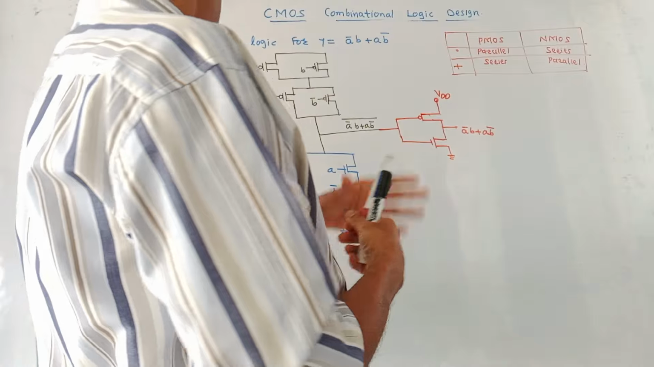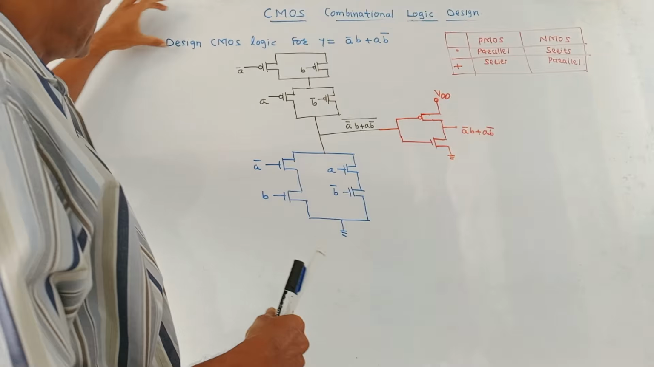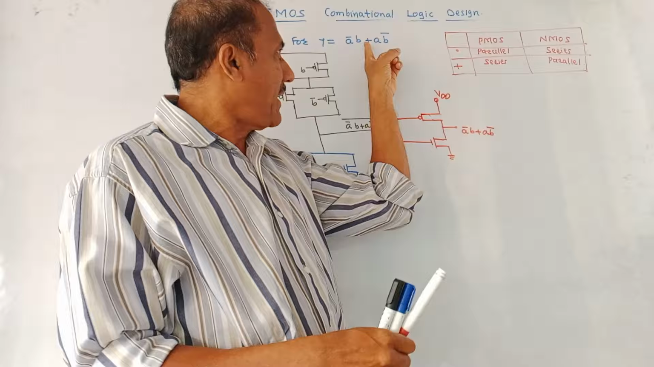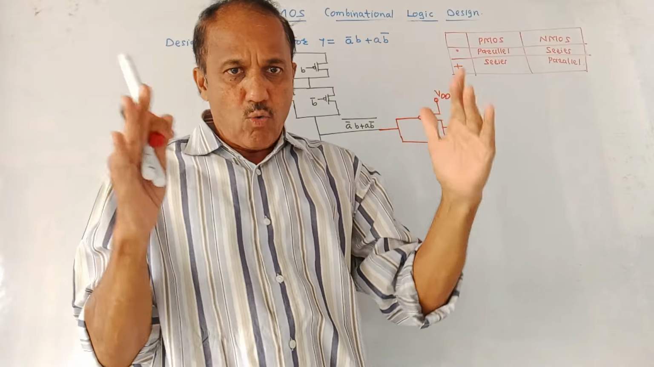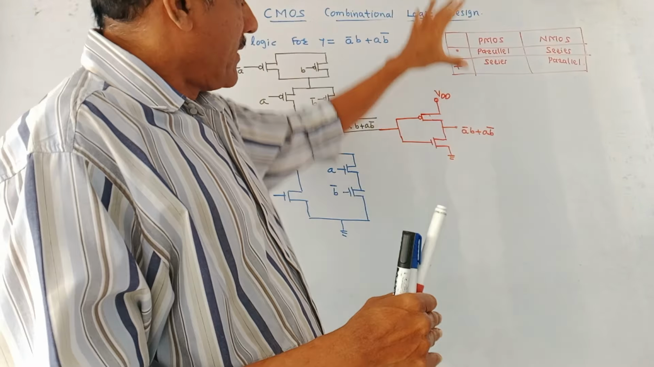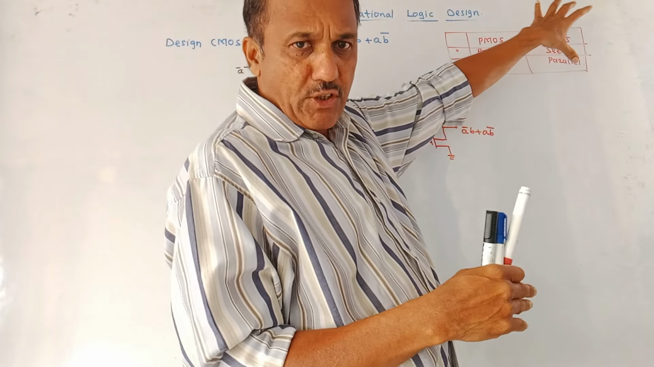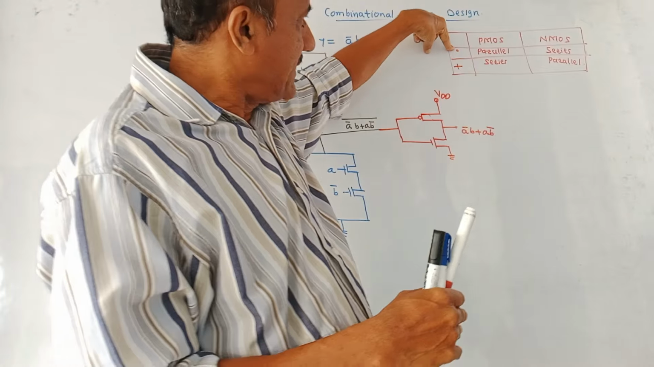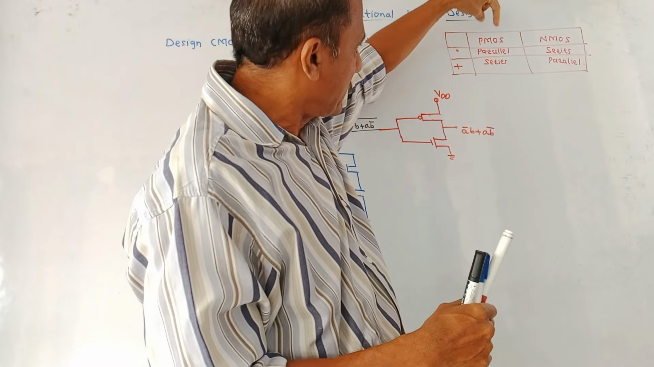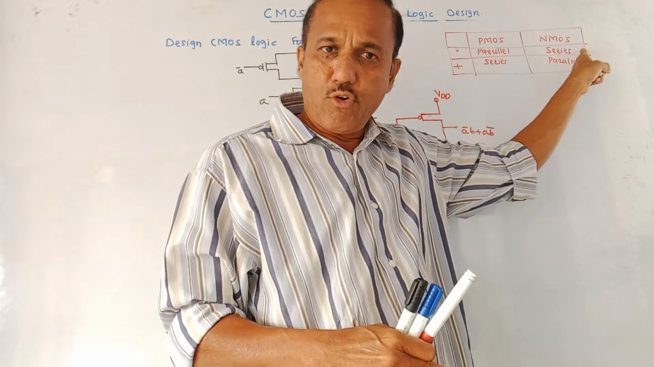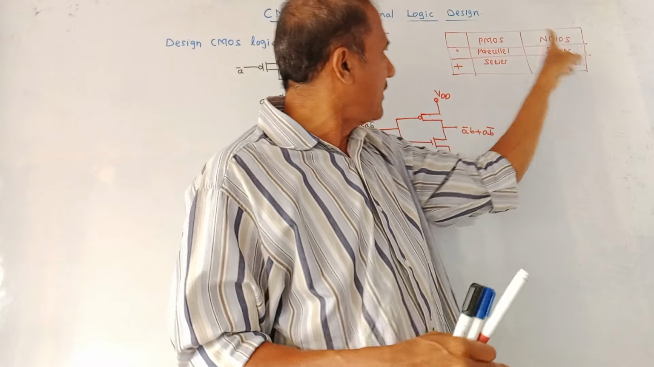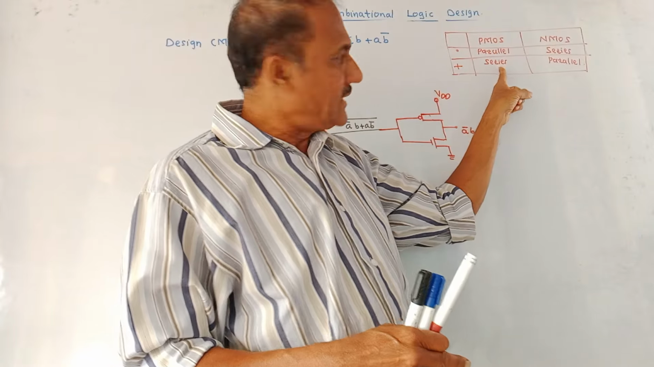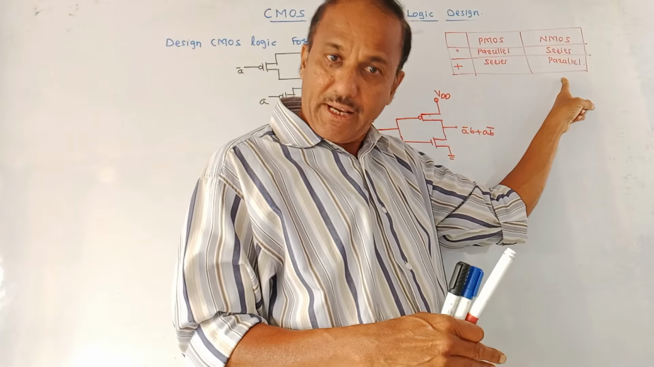Now let us solve one numerical. The question is: design CMOS logic for the given Boolean expression, Y equals A bar B plus A B bar. Now remember the simple rules. This table shows the different rules. If a dot, that is a multiplication sign, is there: for PMOS, make use of parallel connection, and for NMOS, make use of series connection. If a plus sign is there: for PMOS, make use of series connection, and for NMOS, make use of parallel connection.